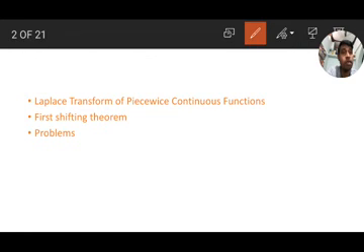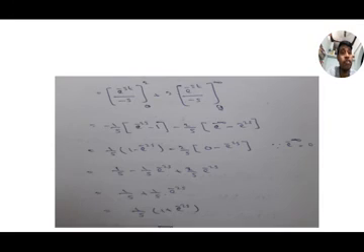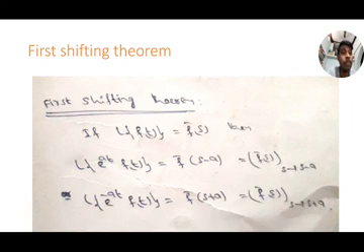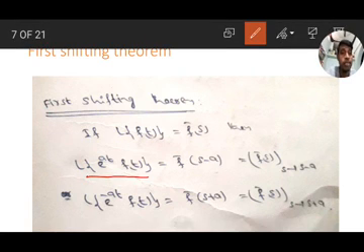What is the first shifting theorem? If L of f of t equal to f bar s, then L of e to the power of at into f of t is f bar s minus a. L of e to the power of minus at into f of t is f bar of s plus a. Okay, we have done problems also.